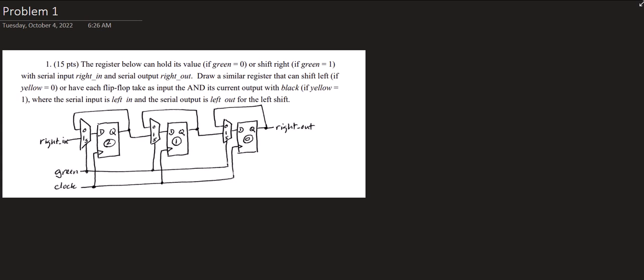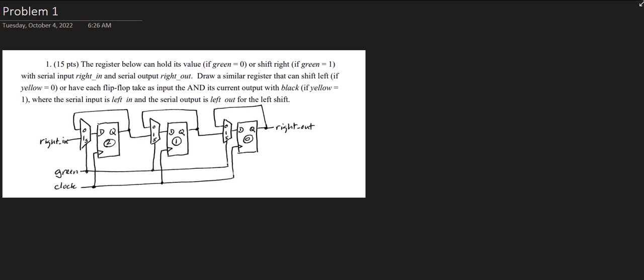shifts right. And by shift right, it means that the value in this register goes to this register, and the value in this register goes to this register. It holds its value. If green is 0, it holds its value. So if green is 0, it goes back to itself. And if it's 1, it shifts right. So this is just giving you an example of a circuit that does something like that.